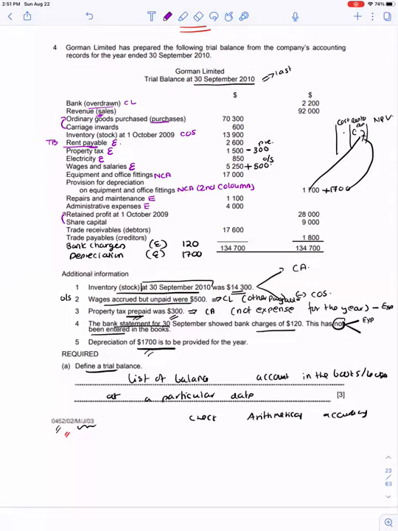Retained profit forms a part of your share capital. This is done in detail in limited companies. This is opening retained profit. It forms a part of your share capital. For now, you can just remember this. Trade receivable is your current asset. Trade payable is your current liability. Now what I have to do is just record it. I have done all the markings.